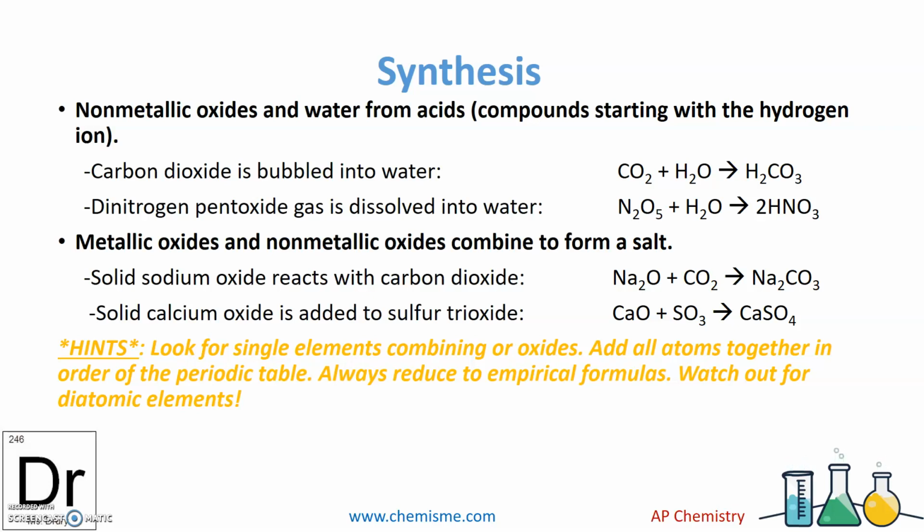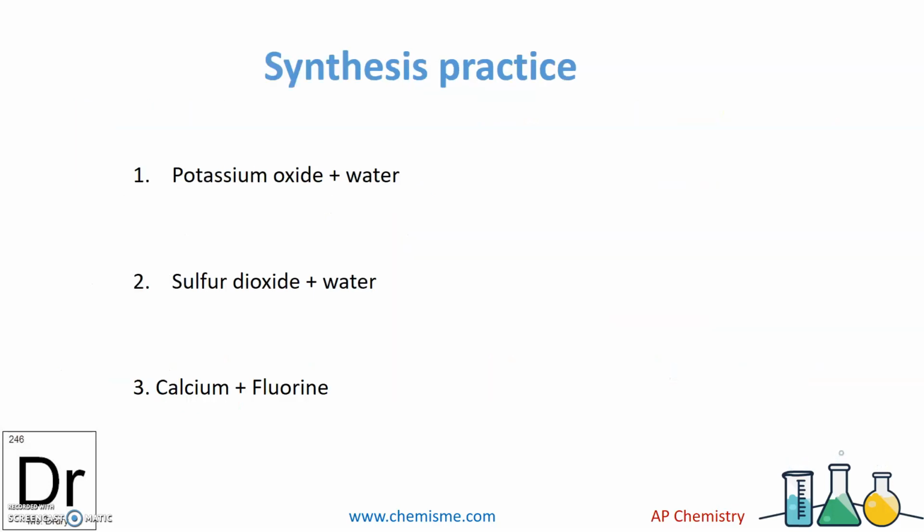So hints: look for single elements combining to form one product, or oxides. All atoms are together in order of the periodic table with H's in the front, from the left side to the right side. Always reduce to form empirical formulas and watch out for diatomic elements like H2 or Cl2.